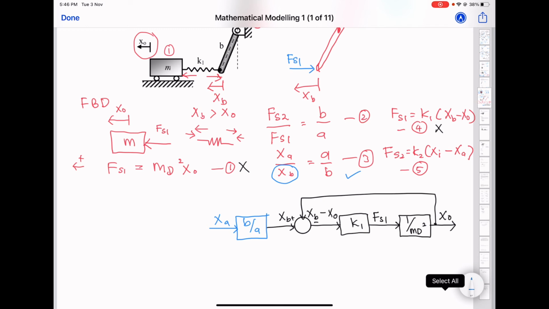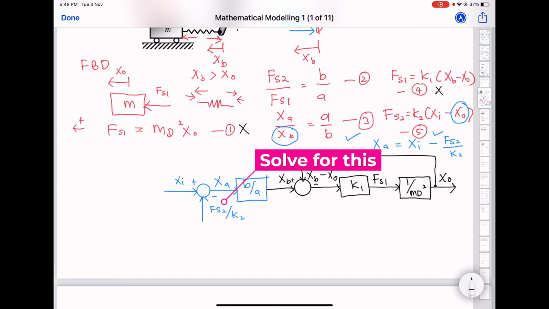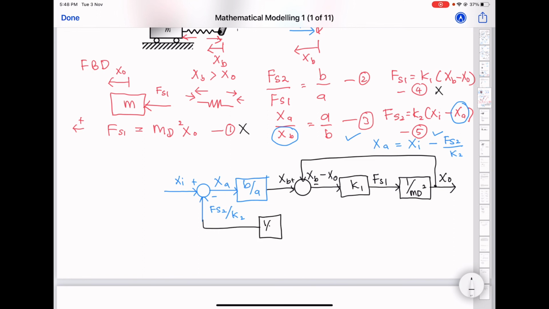For XA, I'm going to use equation number 5 because in equation number 5 we have XA here. So we need to rewrite XA. XA is equal to XI minus FS2 divided by K2. So for XA, we're going to draw a summation point with two arrows. This is XI plus, minus FS2 divided by K2. So for this part here, FS2 is multiplied by 1 over K2.